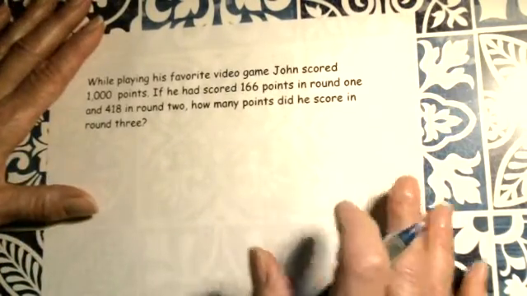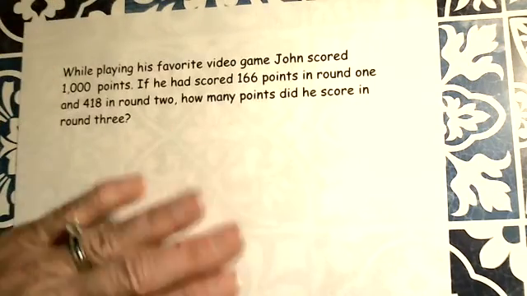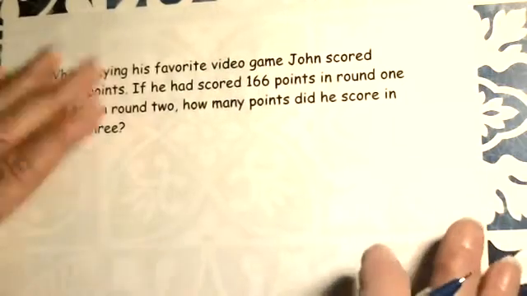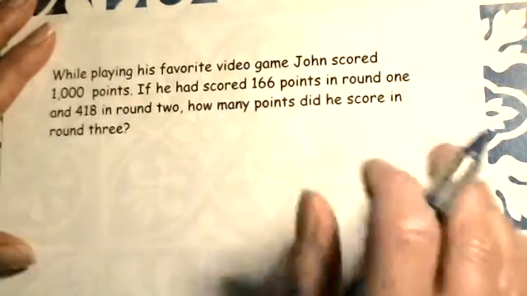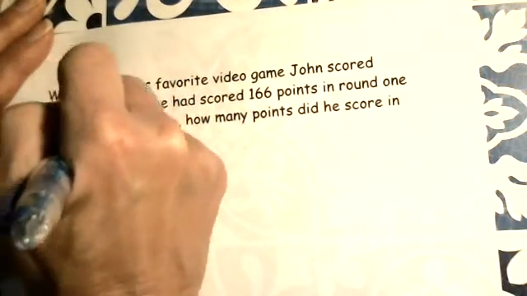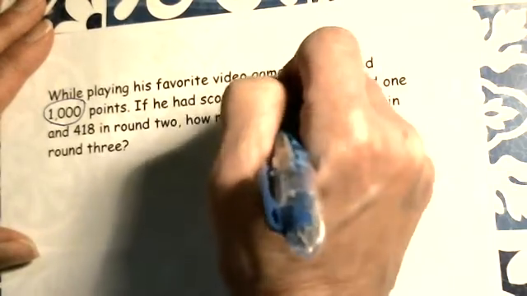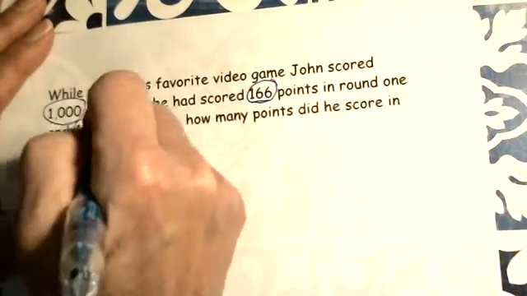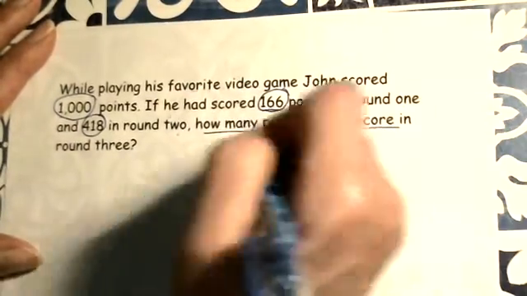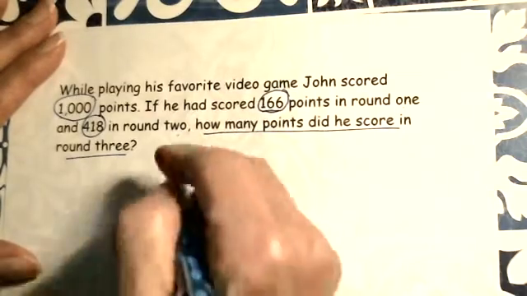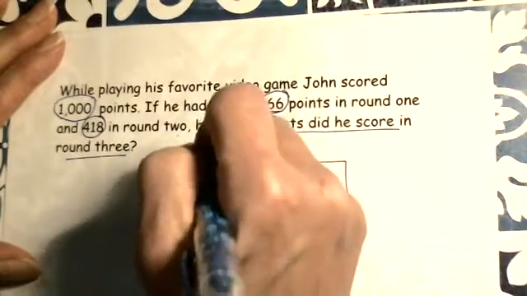Ah, I see 1,000. It's okay. Let me just zoom in a little bit. That's better. While playing his favorite video game, John scored 1,000 points. If he had scored 160 points in round 1 and 418 in round 2, how many points did he score in round 3?